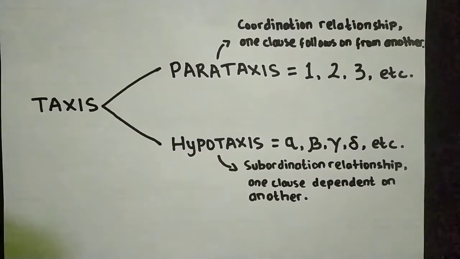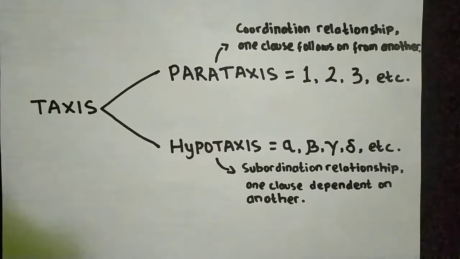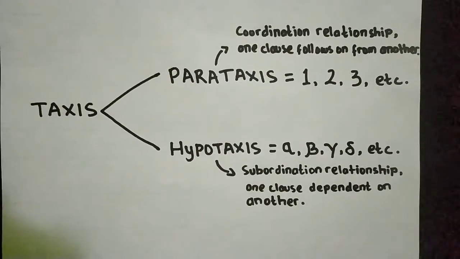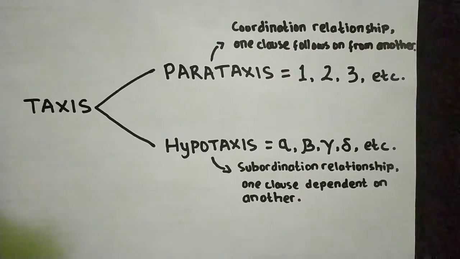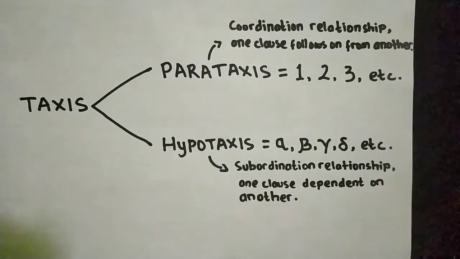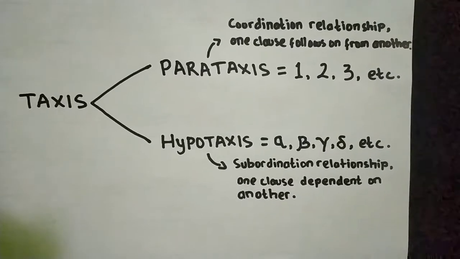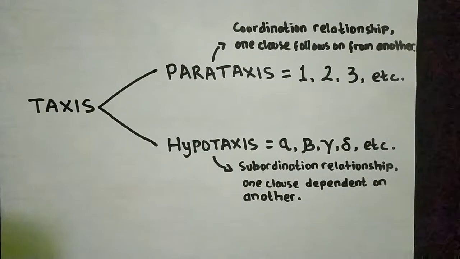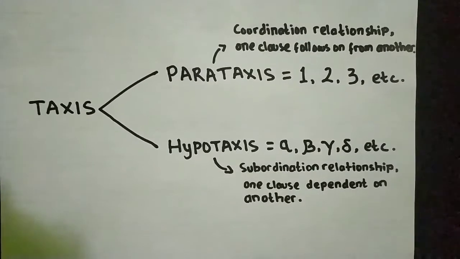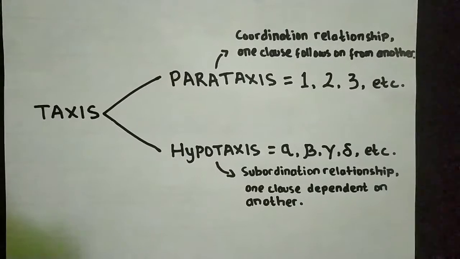And the second is taxis. Taxis refers to the dependence of clauses in a clause complex. It is divided into two types. The first is parataxis and the second is hypotaxis. Parataxis is a coordination relationship. One clause follows on from another, marked by numbers 1, 2, 3, and so on. Clauses are referred to as being initiating or continuing.